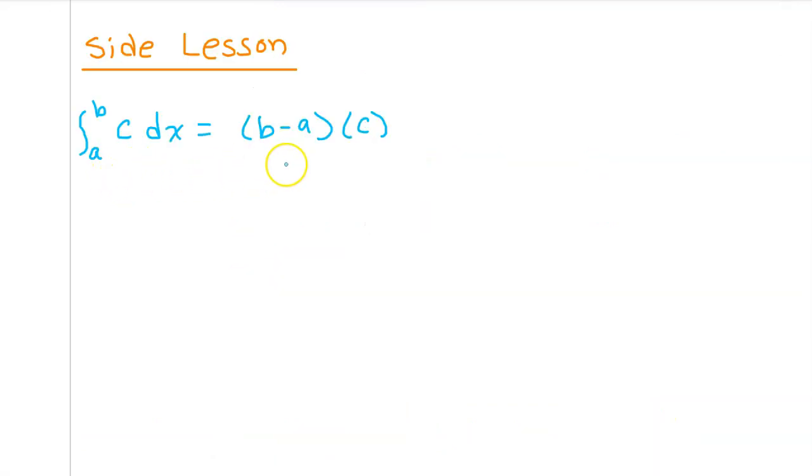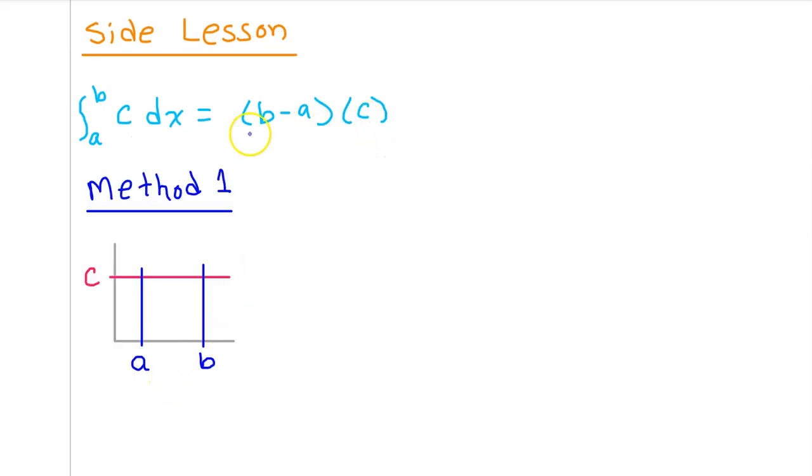Now let me do a quick side lesson to explain why the integral of a constant from a to b is b minus a times the constant. One way to understand where this shortcut is coming from is to think about it geometrically. We know that the integral of a function from a to b is the area under the curve from a to b. But if the function is a constant, graphically that's just a horizontal line at c, or whatever the constant is. So the area under this curve from a to b is a rectangle.